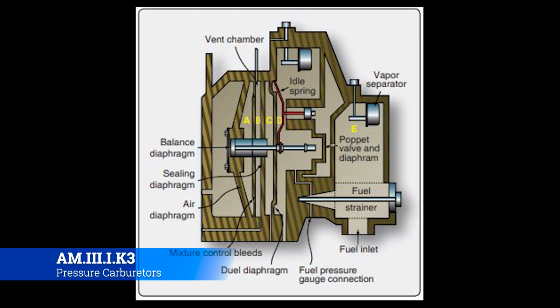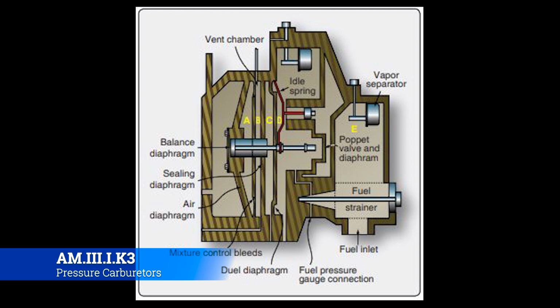Chamber C contains a metered fuel pressure controlled by the discharge nozzle for a fuel feed valve. Chamber D contains an unmetered fuel pressure controlled by the opening of a poppet valve. Chamber E is a fuel pump pressure controlled by the fuel pump pressure relief valve.